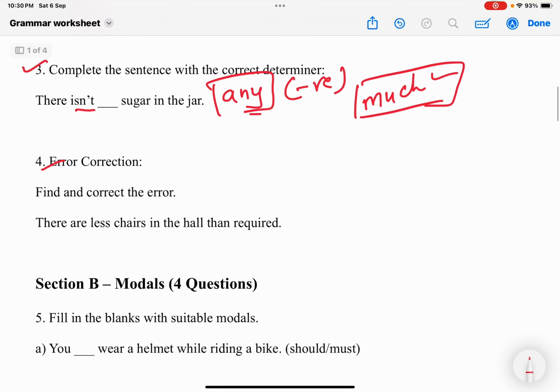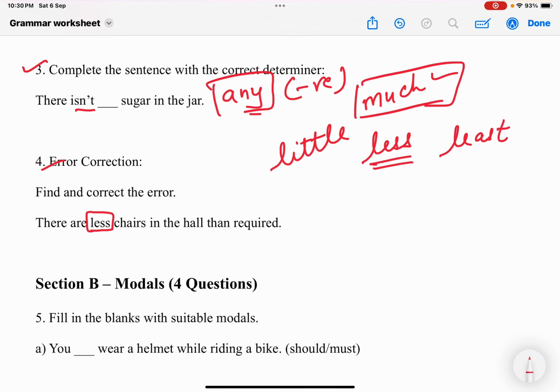Next one is error correction. Find the error and correct it. There are less chairs in the hall than required. So here less is a word that is the comparative adjective of little. Little is an adjective, then less is comparative, and least is superlative. So this one is comparative.